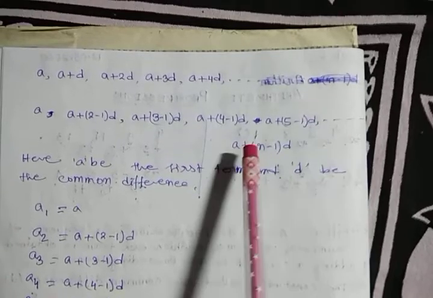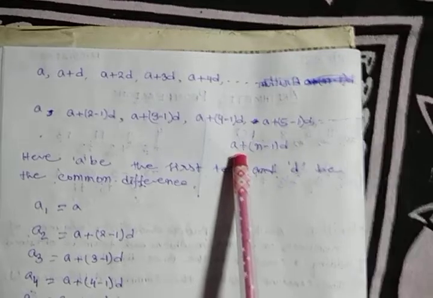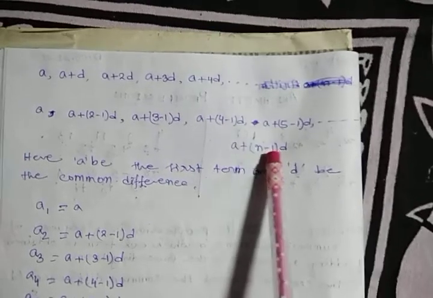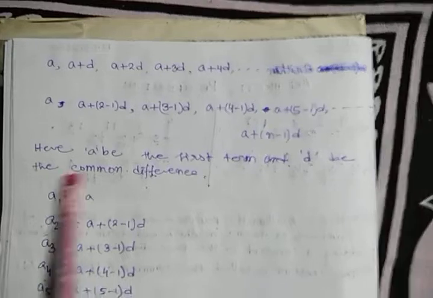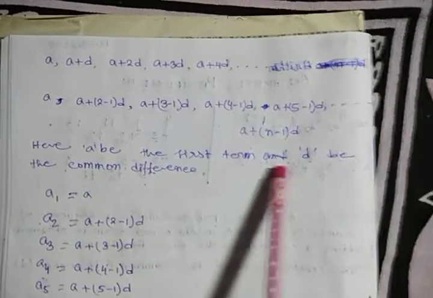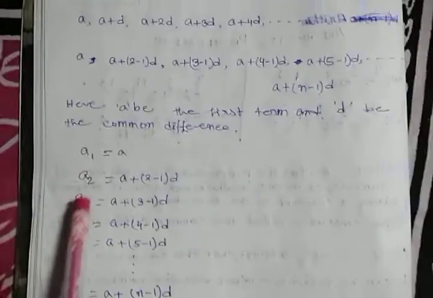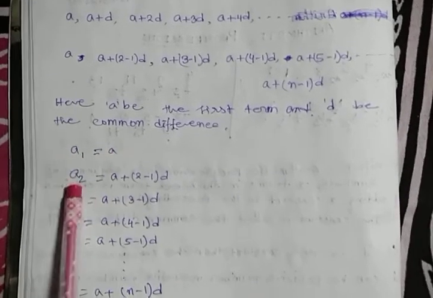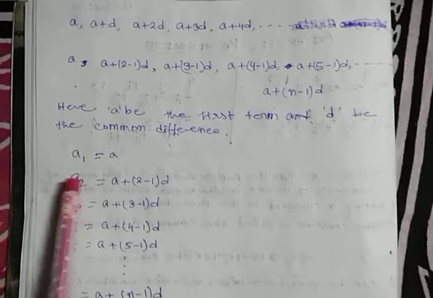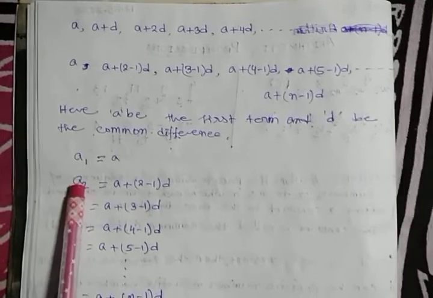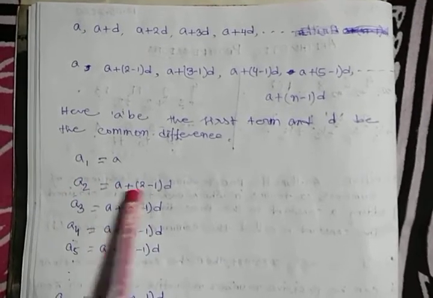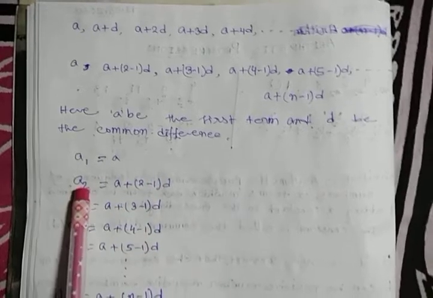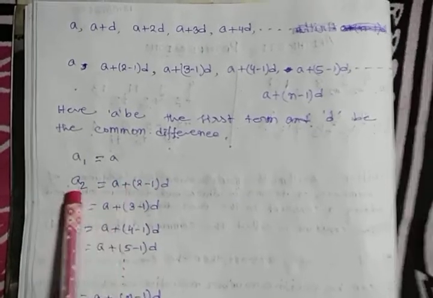And so on. For the nth term an, we can write a plus n minus 1 into d in the same way. Here a is the first term and d is the common difference. Now a1 can be written as a only, because of the single a. Now a2, that means the second term, is a plus 2 minus 1 into d. So here also 2, here also 2, so we can see that these two are the same.